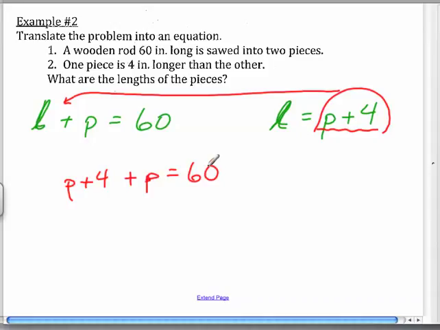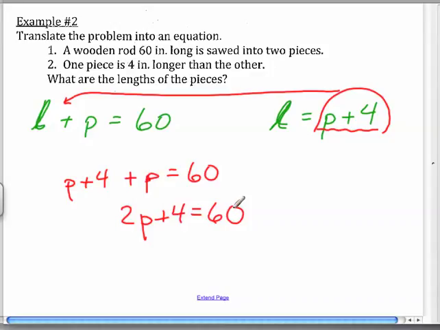Combine like terms? Yes, sir. And then what do I get when I add the like terms together? 2p plus 4 is equal to 60. We talked about this last year. Always simplify before you solve. That means write each side of the equation as simply as possible and then solve.